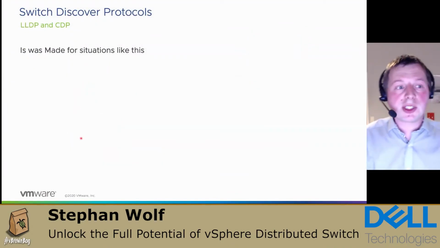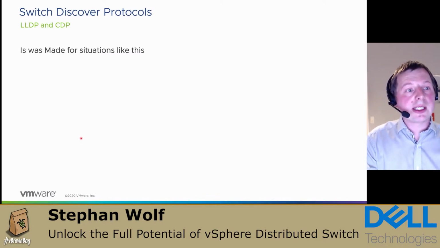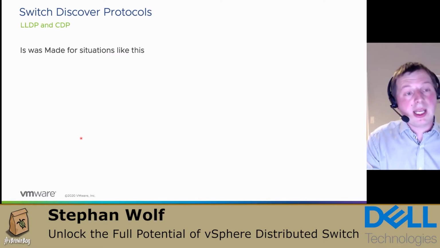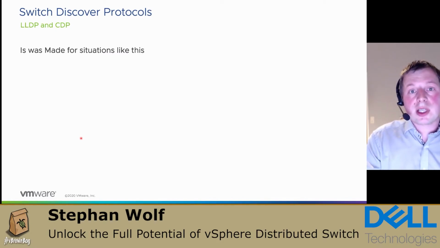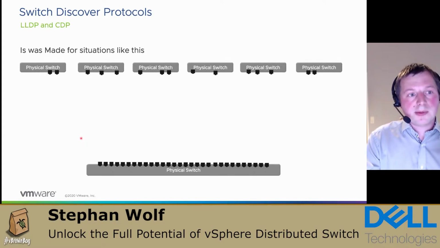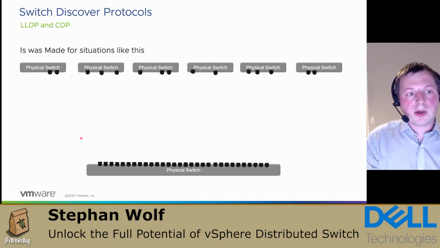And we do this with switch discovery protocols. We have two protocols in place. One is LLDP, Link Layer Discovery Protocol, which is the open standard, and the other is Cisco Discovery Protocol, which is the Cisco proprietary one. Both protocols work very similarly, and they just do a connection mapping.